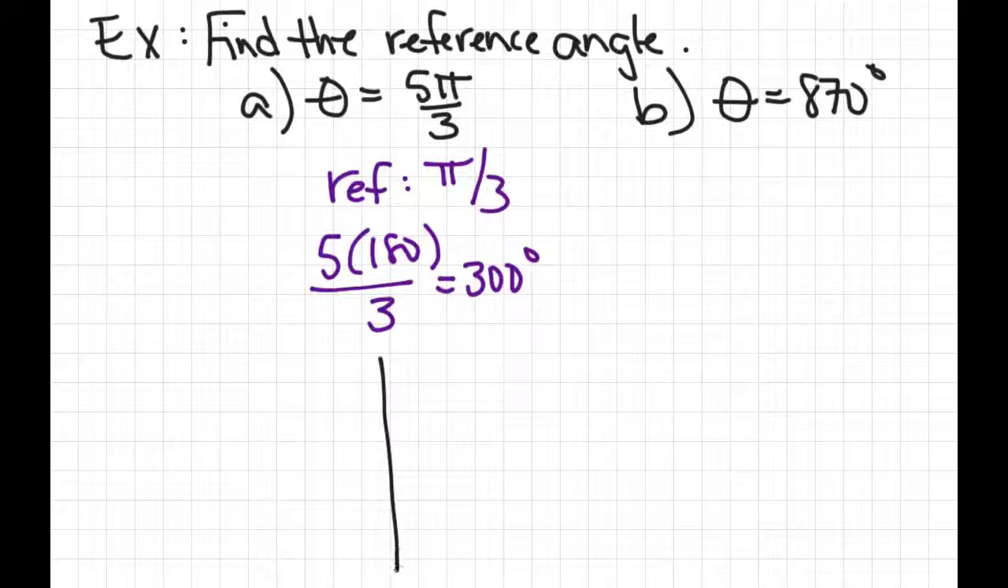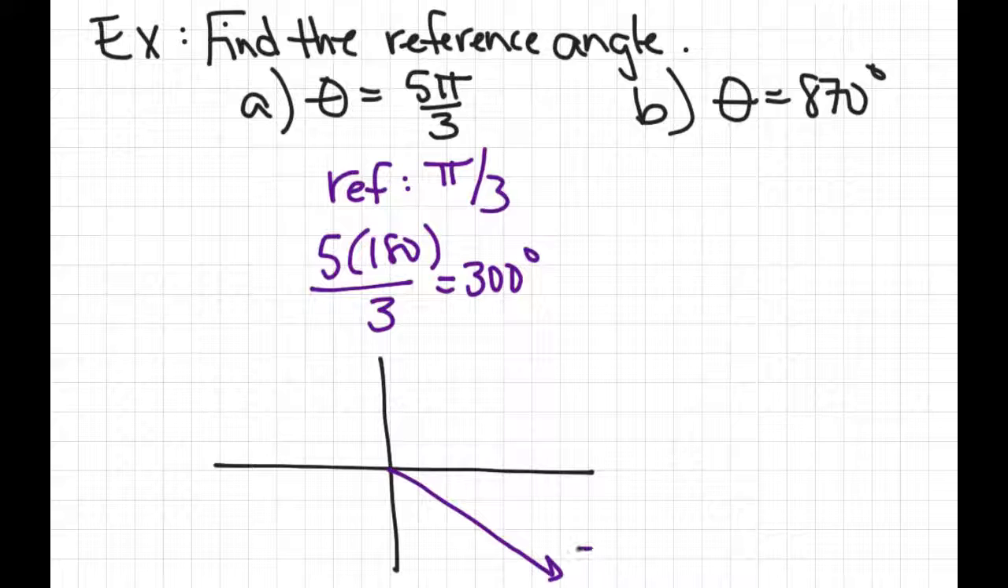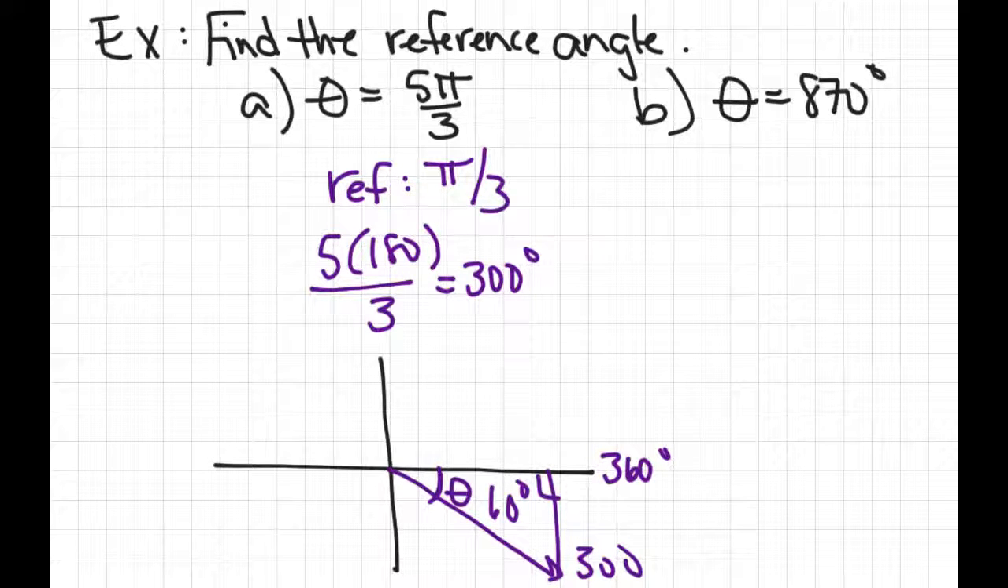Where is 300 degrees located? Well, 300 degrees is going to be located here in the fourth quadrant. Here's my triangle. The reference angle is theta. Well, if the terminal ray is at 300 and this is 360, the difference between them is 60. What is 60 in radians? Pi over 3. Now let's go and do theta equals 870.